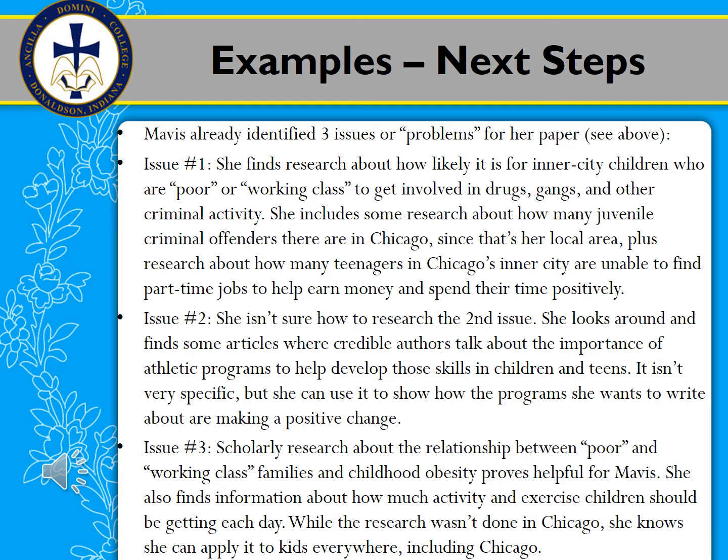And then issue number 3, she's looking at how these organizations help children stay active and live more active lifestyles. And how does that relate in? Well, she finds some scholarly research about the relationship between poor and working class families and childhood obesity. And again, you can find that information just in general. It doesn't always have to do with a specific area. She also finds information about how much activity and exercise children should be getting every day. And again, she can use that general information to show how these public sports leagues are helping children fulfill those goals.